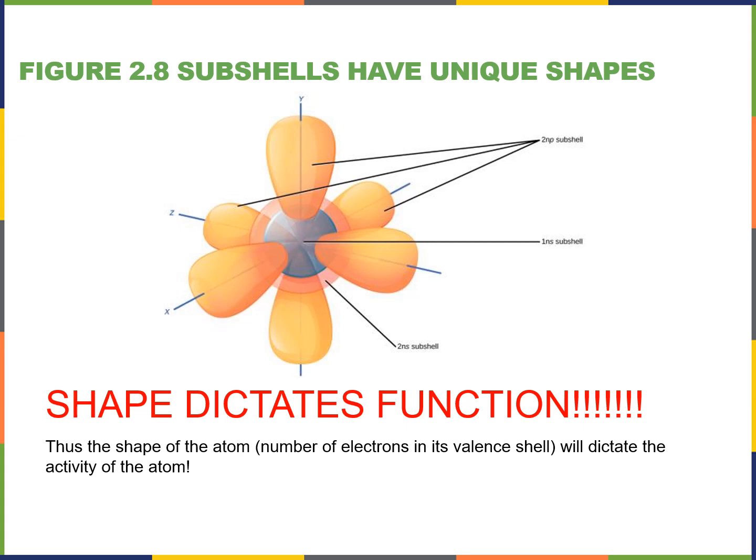Shape dictates function. You have to keep this in mind. The shape of this atom we see here, the different orbitals. The orbitals give it a shape that is distinct for this atom and can only be found with this atom under these conditions. The shape will determine how it interacts with other shapes, other atoms.